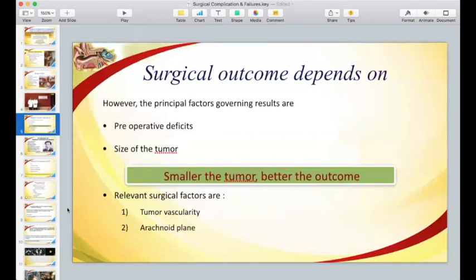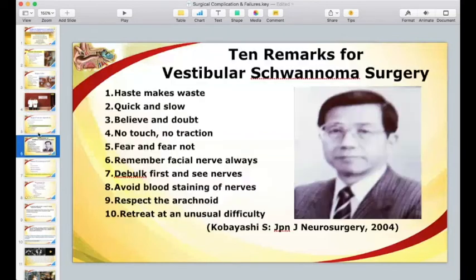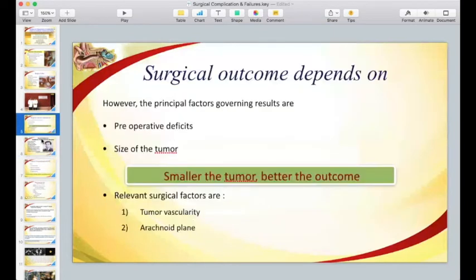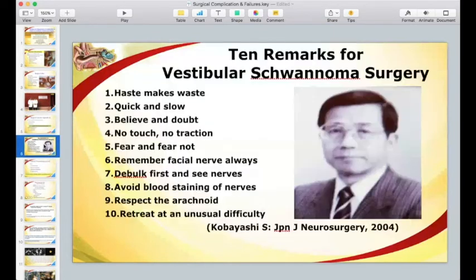I have to go back to this every time. Ten remarks of vestibular schwannoma surgery which were made by Professor Kobayashi. Very interesting comments. Haste makes waste. Go quick when you have to do intratumoral bulking, but slow when you are detaching the cranial nerves.